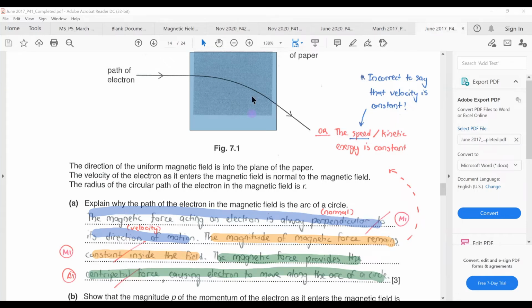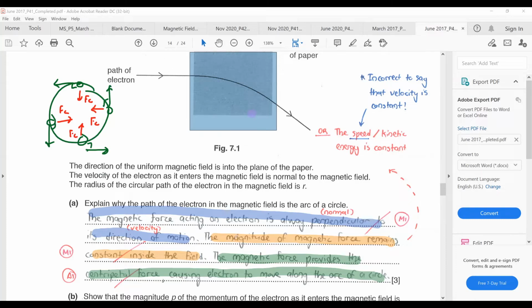Because you know that for something to move in a circle, your centripetal force must always be directed towards the center of the circle. But at the same time, when it's directed towards the center of the circle, it is always perpendicular to your velocity. So you saying that the magnetic force is always acting perpendicular to the direction of the motion already implies that it is always acting towards the center of the circle. So it's your centripetal force.